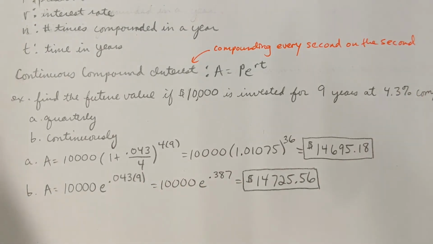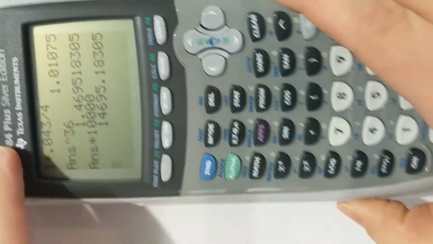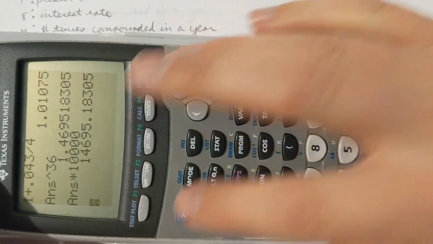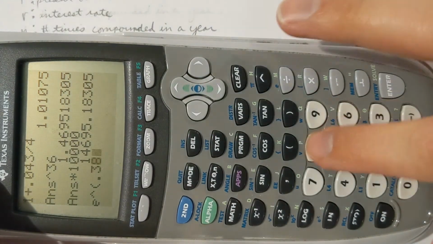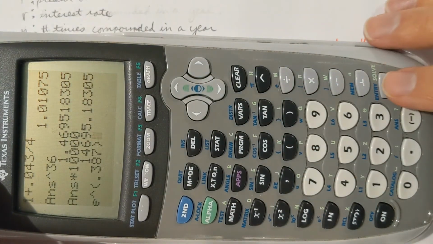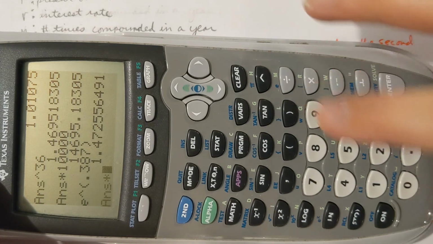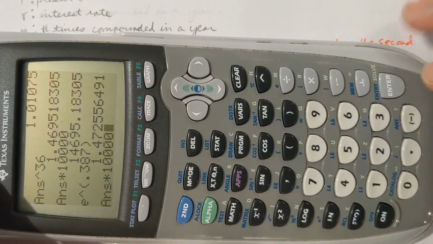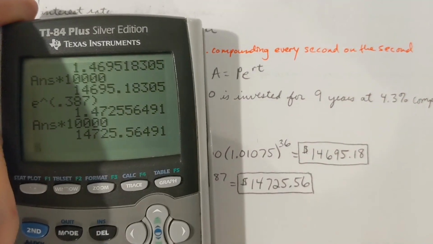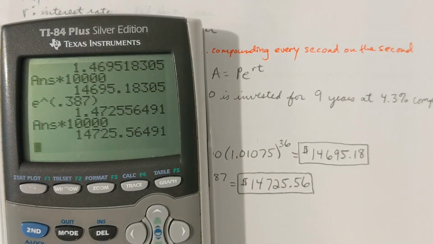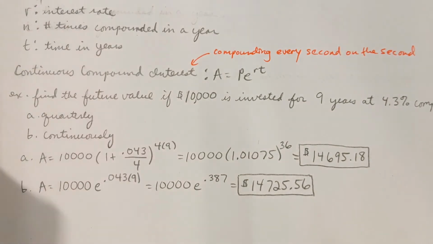And so how I would type this in is I'd say, okay, here's e to the power 0.387. And then hit enter, and then you're going to multiply by 10,000. And we're looking at $14,725.56 as the amount that we would see later down the road.